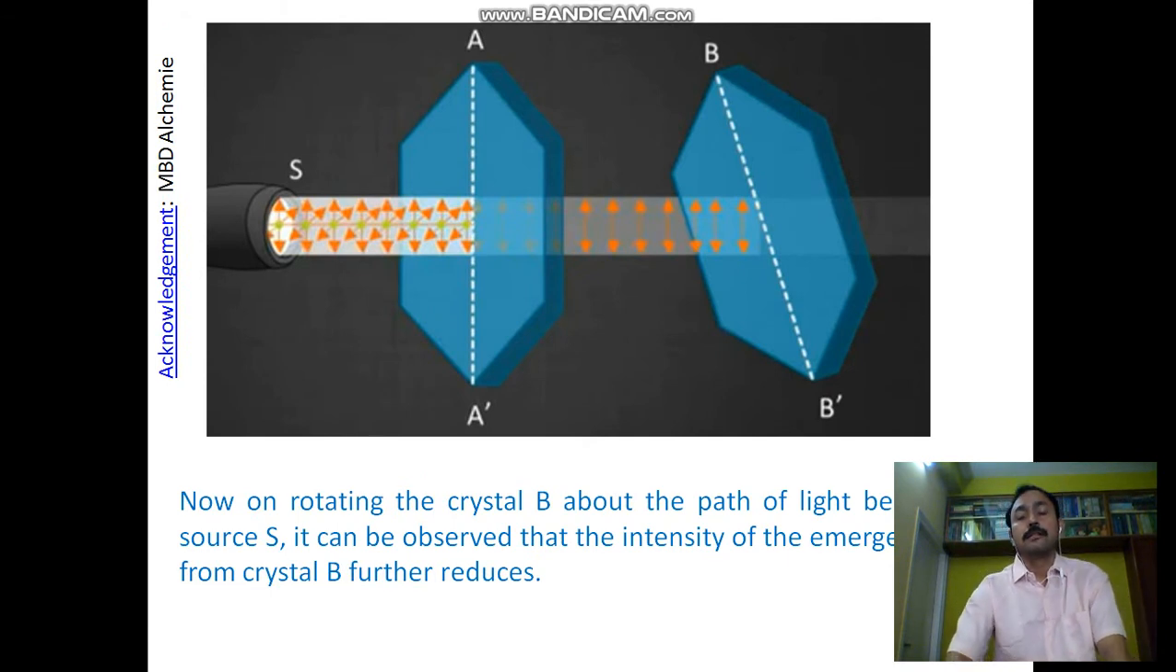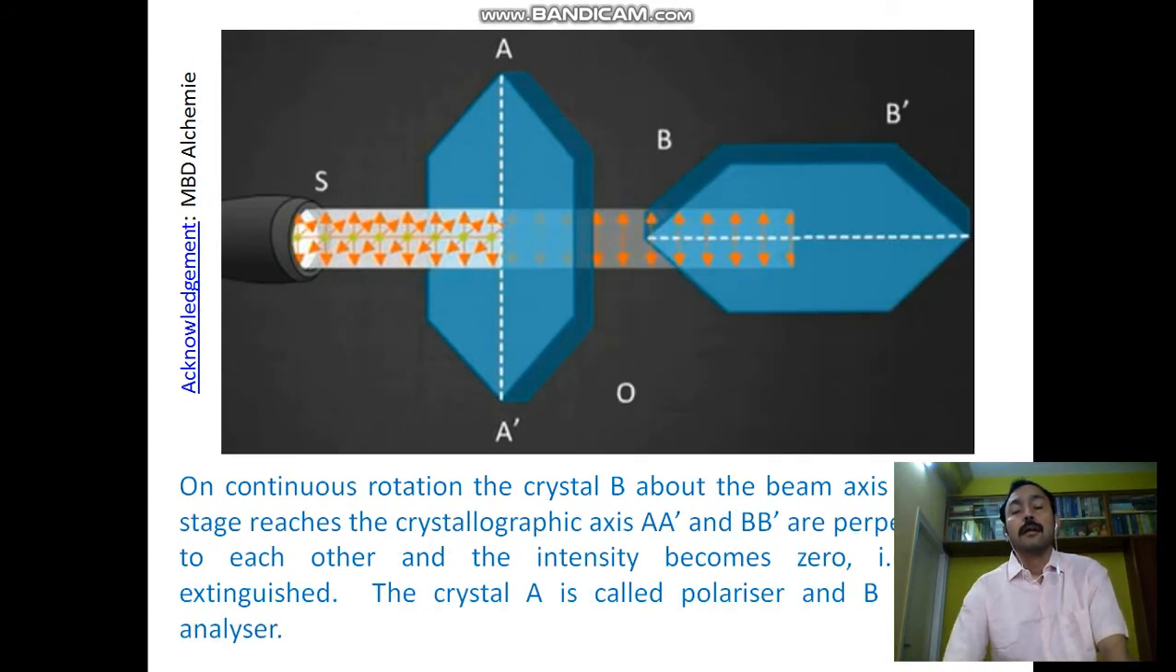Now, the second crystal BB dashed is slightly rotated. The intensity of the emergent beam from BB dashed reduces, and after rotating more than the initial one, the intensity of the emergent beam from the BB dashed becomes 0. That means light is completely extinguished if BB dashed is 90 degree to AA dashed.